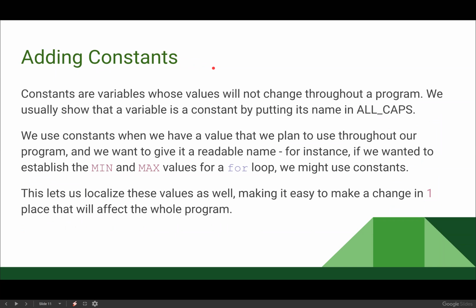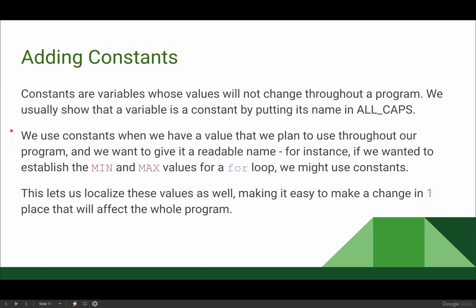So we're going to talk a little bit about a specific type of variable, and they're called constants. Constants are variables whose values you're not planning to change throughout a program. And we usually show that a variable is a constant in our programs by putting its name in all caps. So if you write a variable or you see a variable whose name is in all caps, you know that that is meant to be some constant.